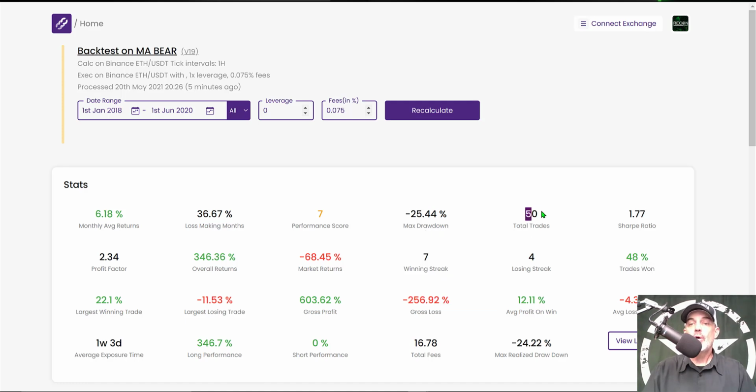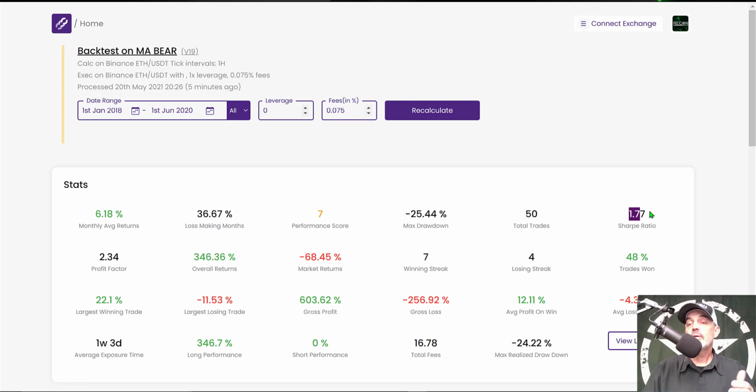Now, the total trades were only 50 trades in about a 2.5-year span. So you're at an average of 1.6 trades a month. So this would not necessarily be a strategy for you if you're an action junkie, but if you're an action junkie in a bear market, you're probably going to get mauled by that market.